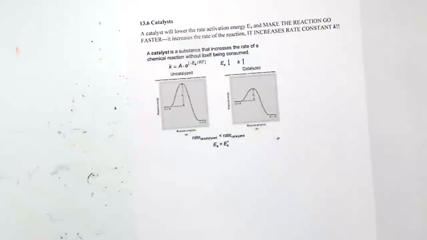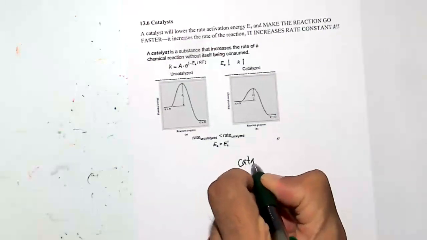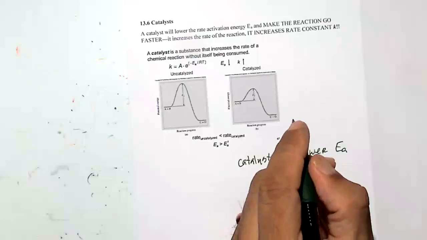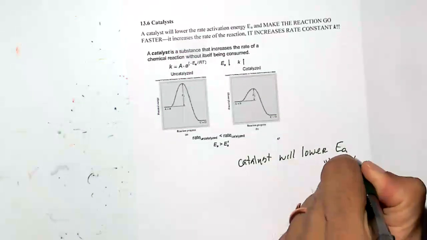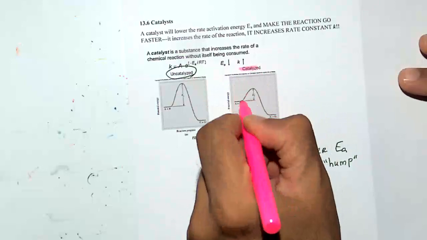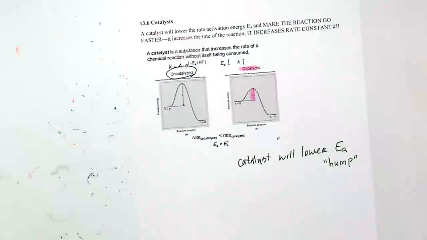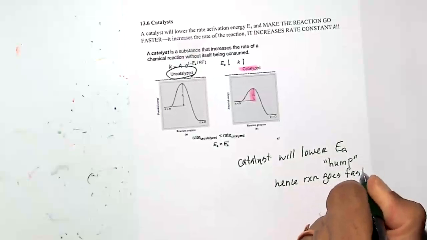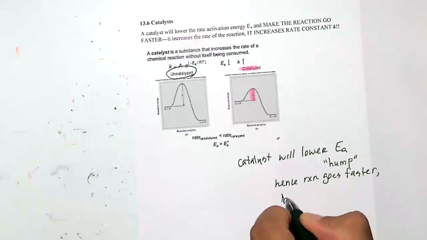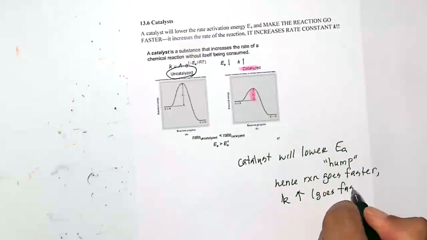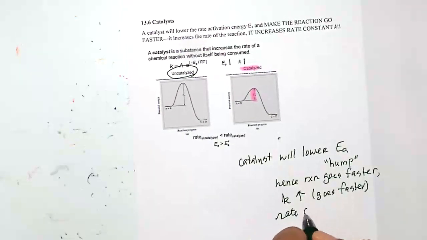All right, the last page of chapter 13 has to do with a catalyst. The only thing I want you to know about a catalyst is that it will lower EA, this activation energy, this hump. So this is uncatalyzed, and look what happens after you catalyze this reaction. The EA will go down, hence the reaction goes faster. If the reaction goes faster, that means your rate constant increases.